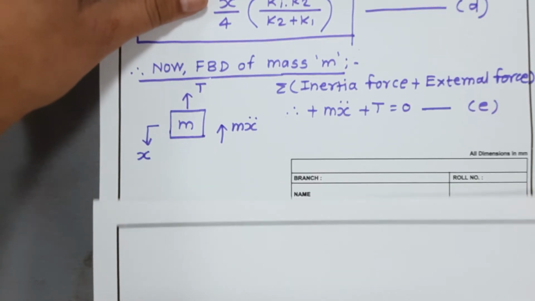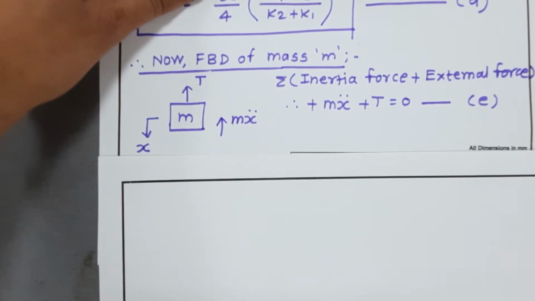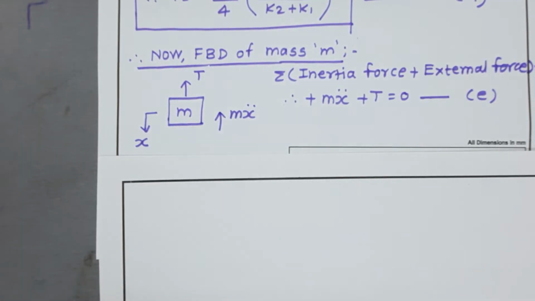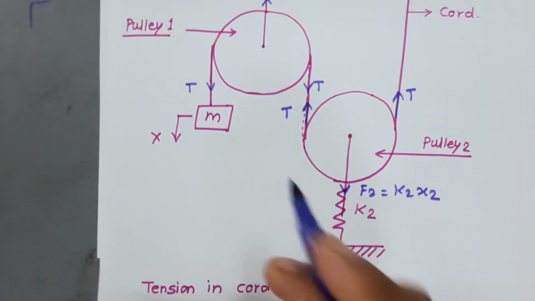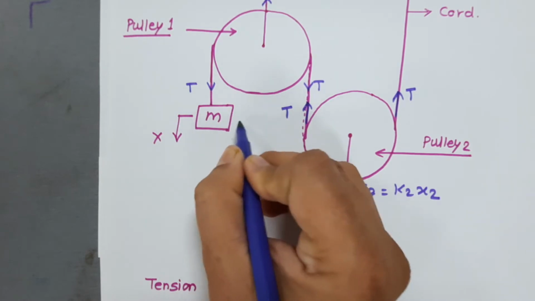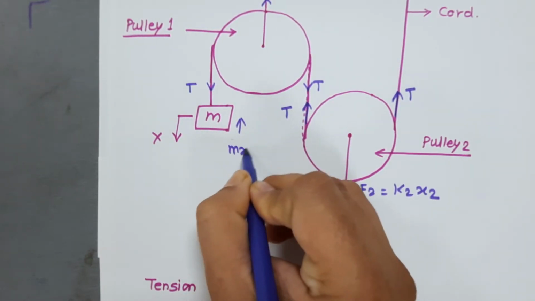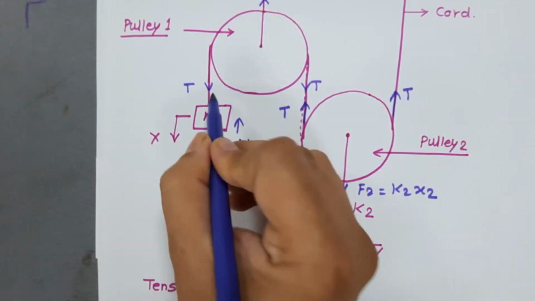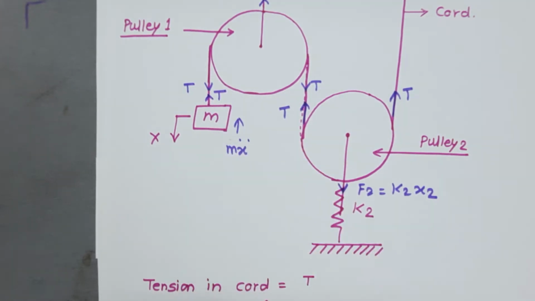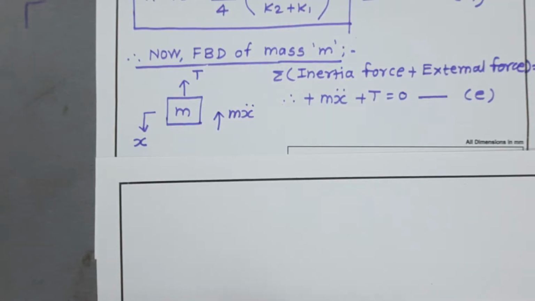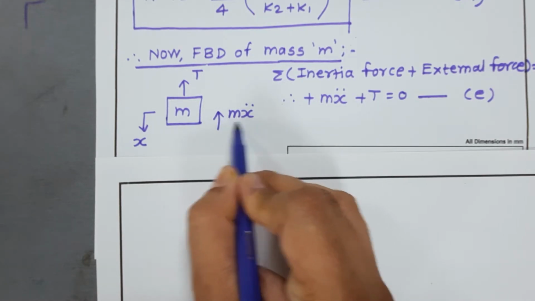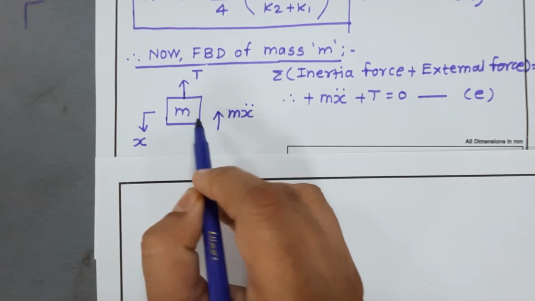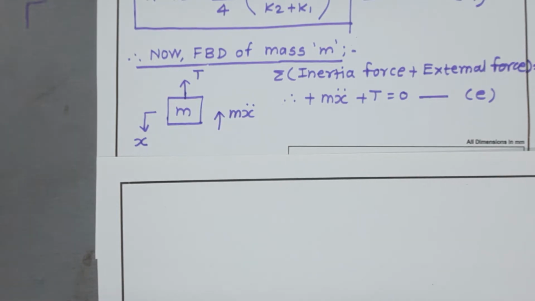Now I am going to draw the free body diagram for the mass. Dear friend, this is the mass. Observe, this is the mass. The motion of the mass is in the downward direction, so the inertia force acts in the upward direction, that is mx double dot. Tension T in the mass is acting in the upward direction. So the free body diagram is drawn here. Displacement of the mass is in the downward direction, inertia force acts upward, that is mx double dot, and tension T is in the upward direction. So this is the free body diagram of the mass.